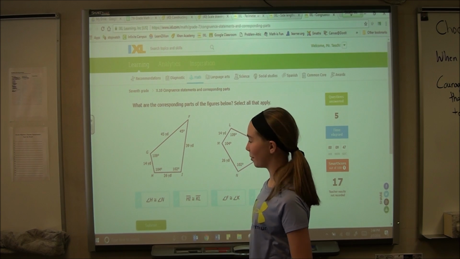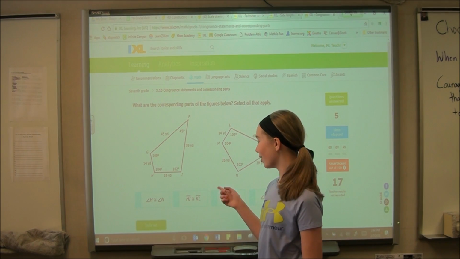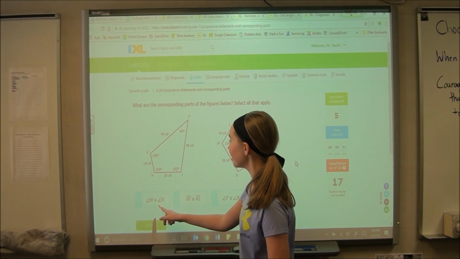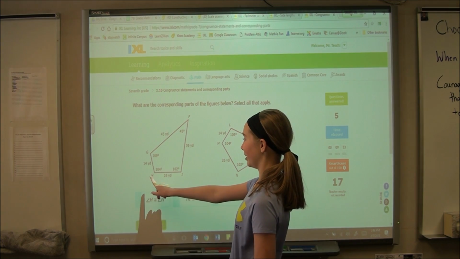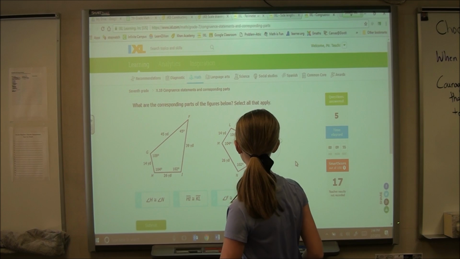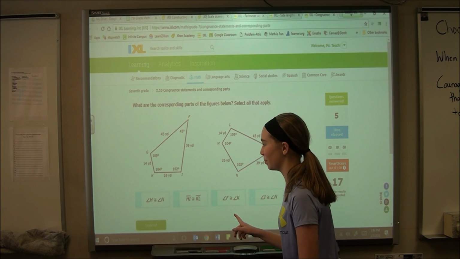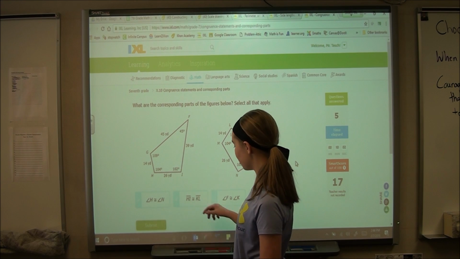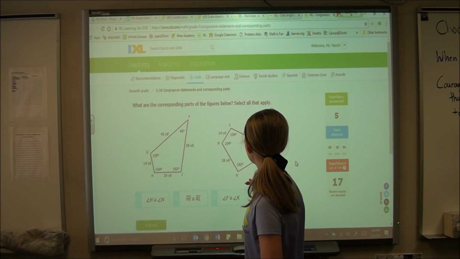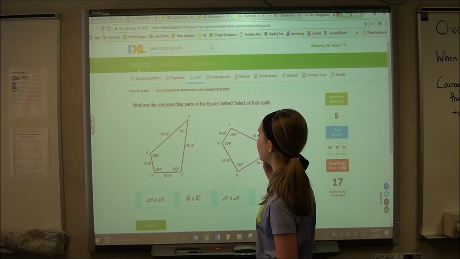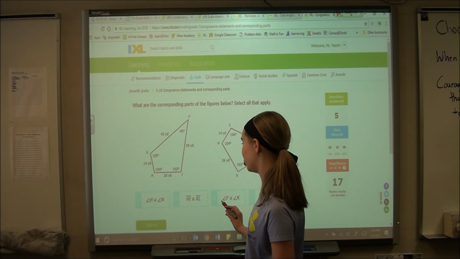So we have to find out which questions are true. So the angle H, which is 104 degrees, equal to the angle N, which is 102. So that would not be true. H to I is 26 yards, and K to L is 45, so that would not be true.